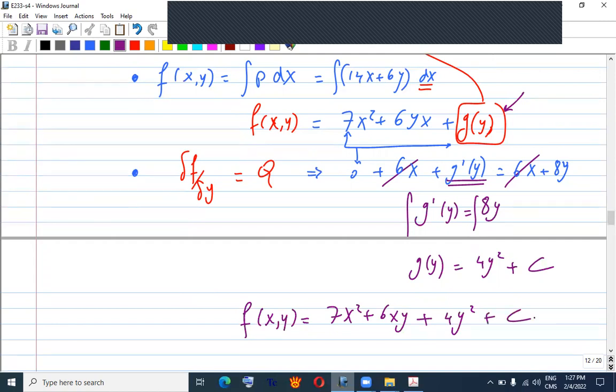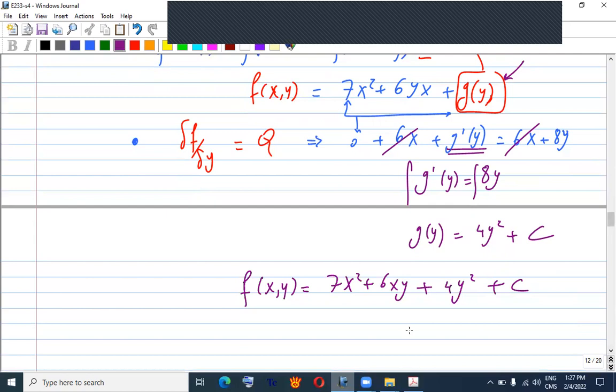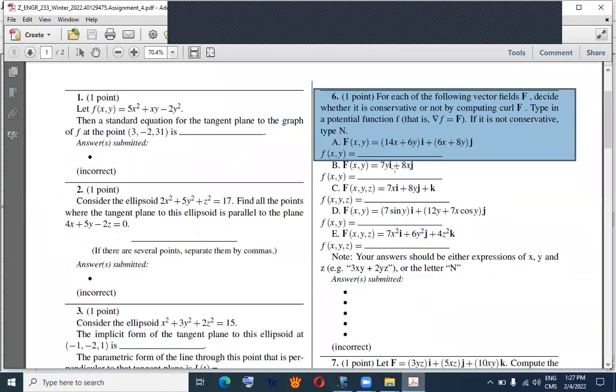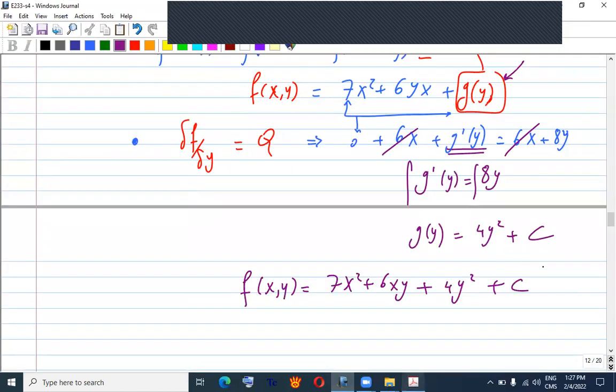Some books or in WeBWorK, they don't put the constant, but in the test you put it. In WeBWorK you only have to put that part.